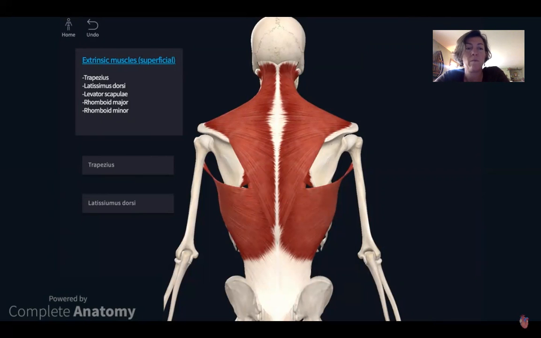Upper limb. A common feature of these muscles is that all of them, except trapezius, are innervated by nerves derived from the brachial plexus. So let's start with trapezius and latissimus dorsi.